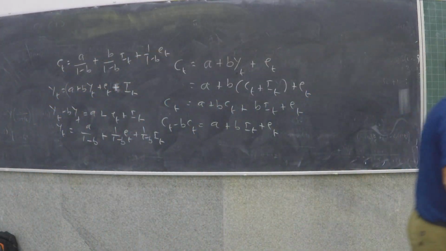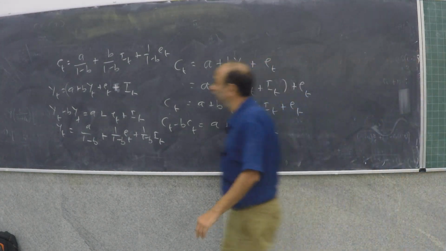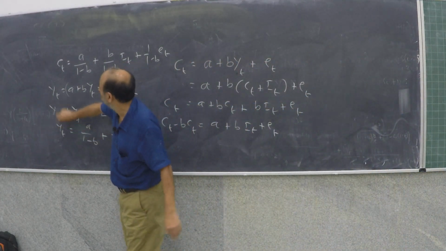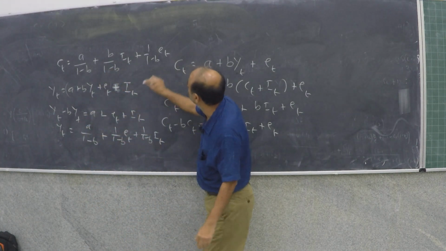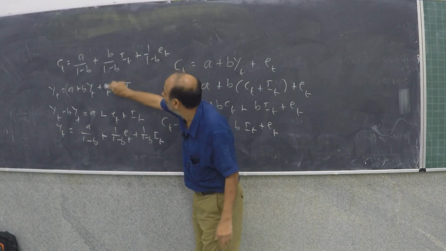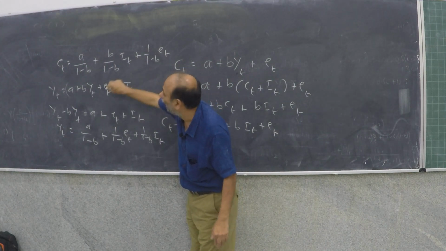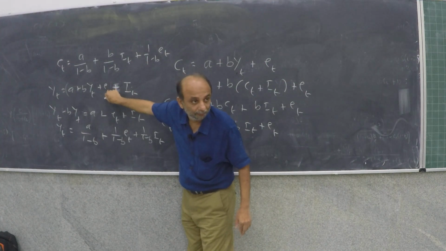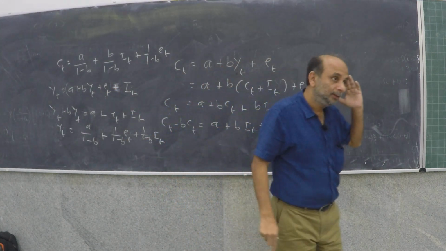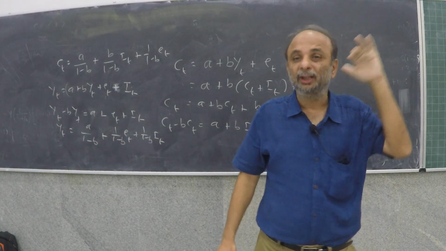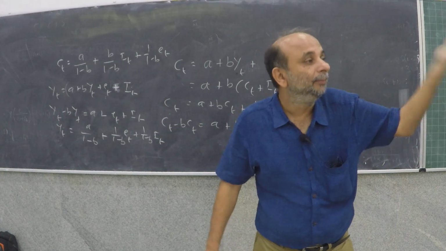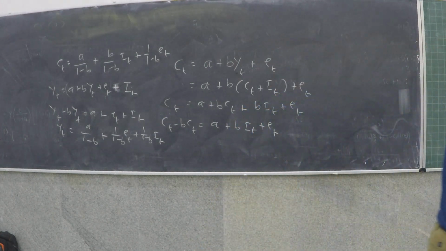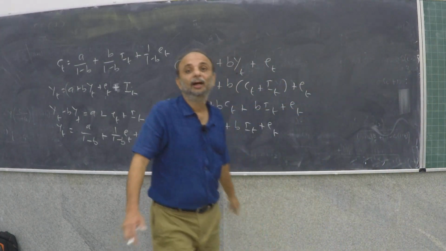So this equation for C_t and this equation for Y_t are called reduced form equations. Why reduced form equations? Because Y_t and C_t, the endogenous variables, are on the left hand side of the system of equations. On the right hand side, you only have the exogenous variable I_t and the disturbance e_t. Is this concept very clear? The difference between a structural form and a reduced form. Can anybody tell me what is the difference between a structural form of equations and a reduced form of equations?